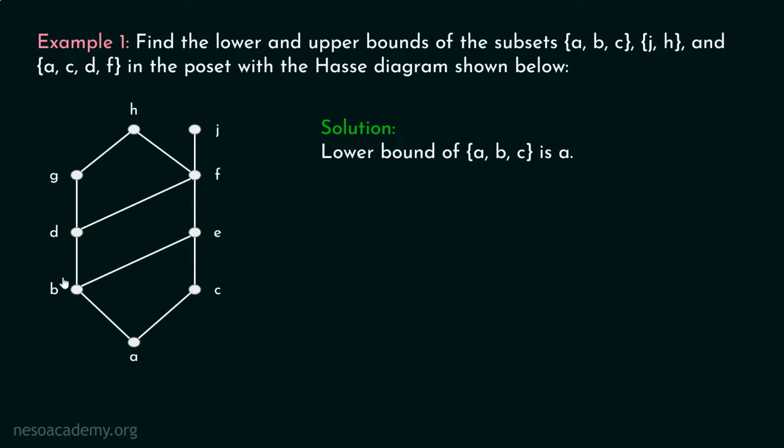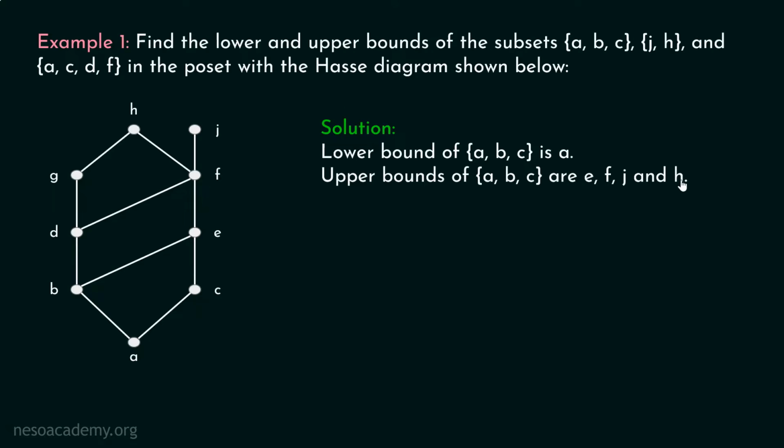Every element of this subset must be related to this element. Then only we can say this element is an upper bound, right? Similarly, D cannot be the upper bound because there is no path from C to D. B can also not be an upper bound because there is no path from C to B. Also, C can also not be an upper bound because there is no path from B to C. Hence, we can say upper bounds of A, B, C are E, F, J and H, right?